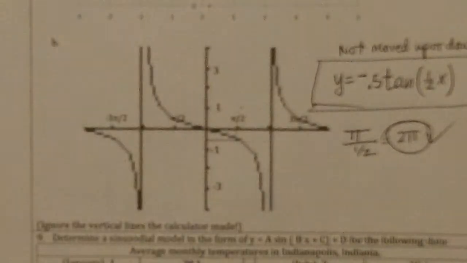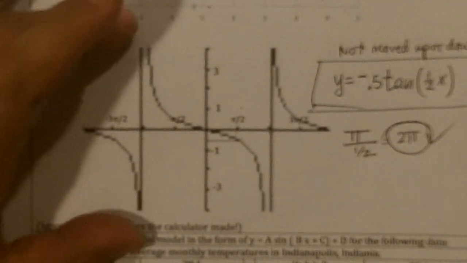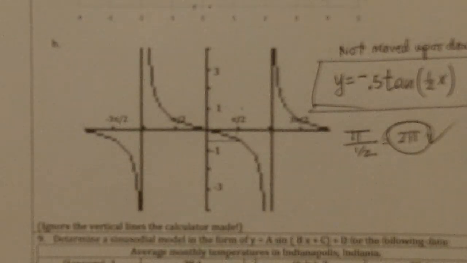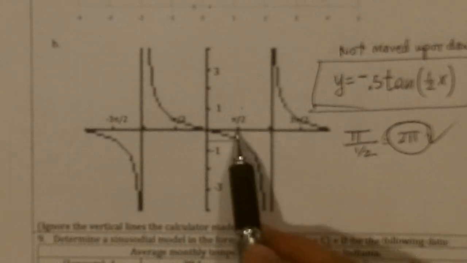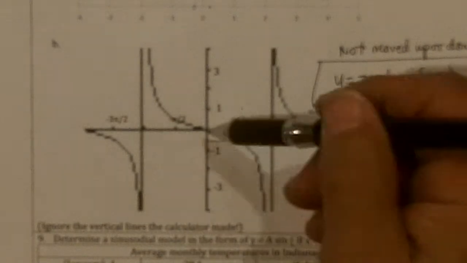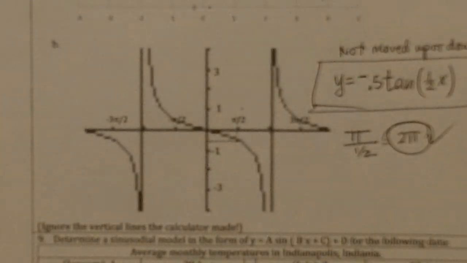And you can always type that into your calculator or your Desmos and make sure it looks like this. You want to put your units as pi over 2 to make sure, and 0 to 4, and negative 4.